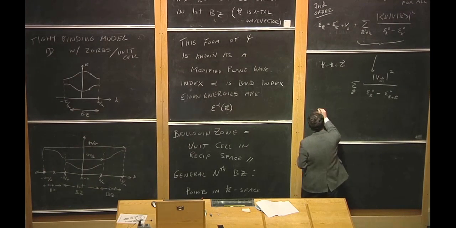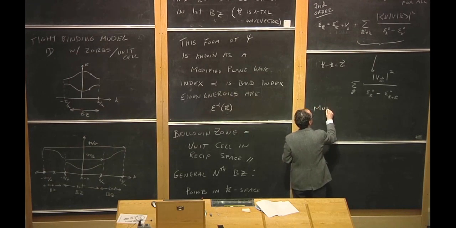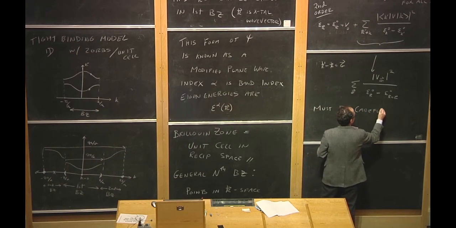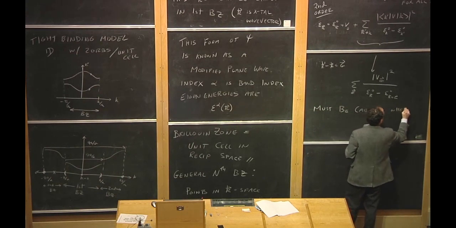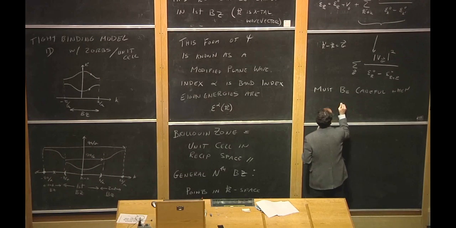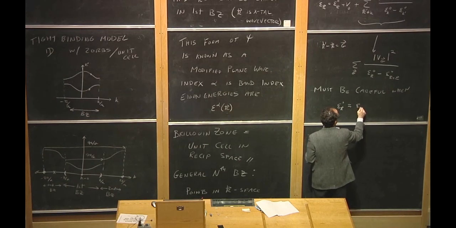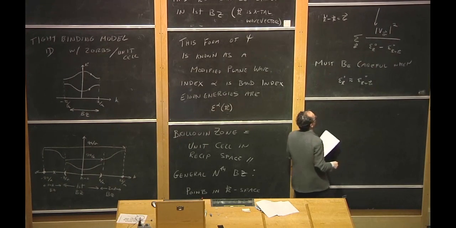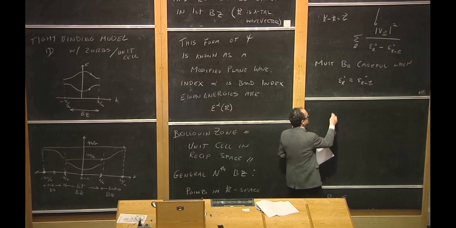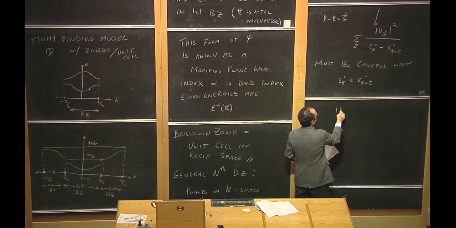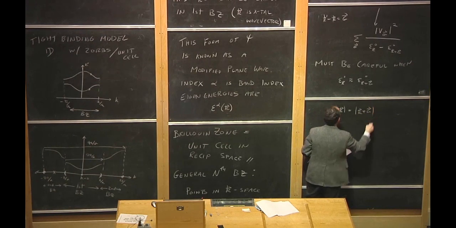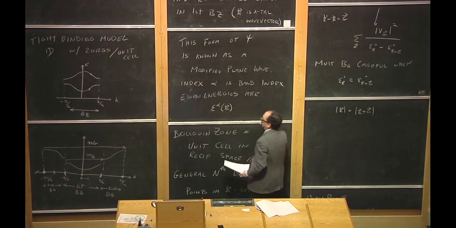So you must be careful when E sub k, let's just write it as E sub k naught, is approximately equal to E sub k plus g naught. Now, when does that happen? Well, E sub k is actually just proportional to k squared, so that will happen when absolute k equals absolute k plus g. Well, where's that?